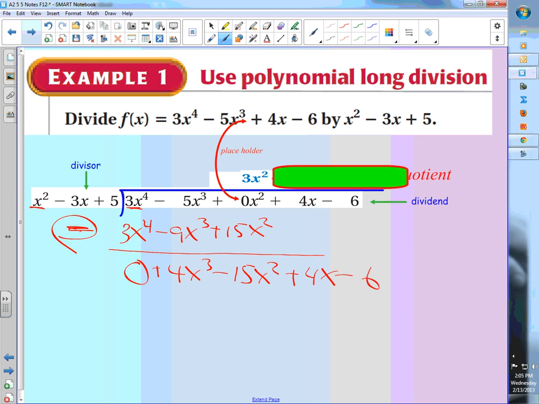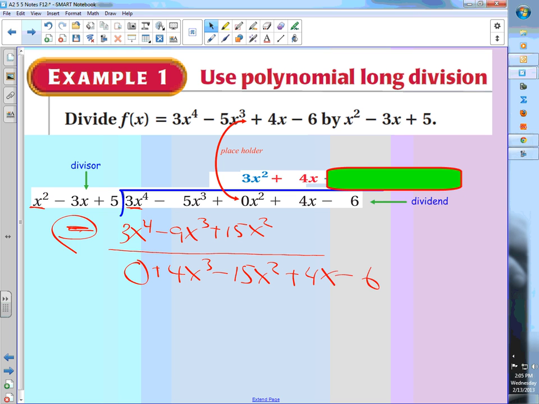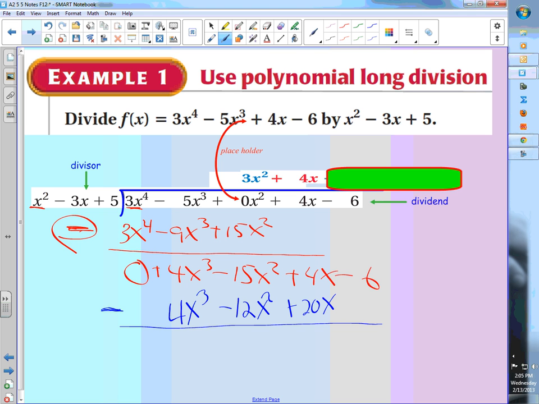Now we start over. X squared into 4x cubed. How many times? 4x. So I put plus 4x on the top. I'm going to multiply 4x times the divisor, and I will get 4x cubed minus 12x squared plus 20x. Draw a line and subtract. When you subtract down, the first term disappears. Negative 15 minus a minus becomes plus, so we're going to end up with negative 3x squared. 4x minus 20x, negative 16x, and then I just bring down the minus 6.